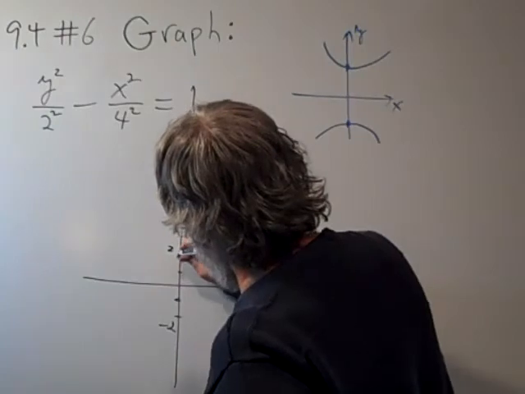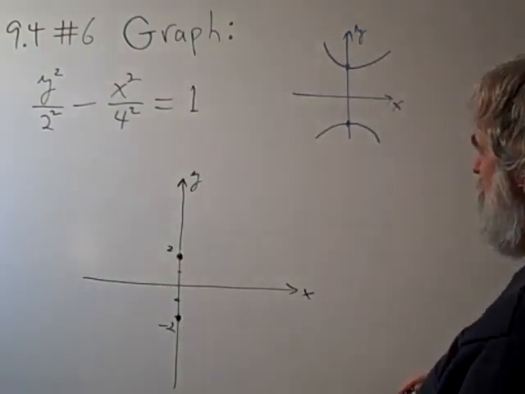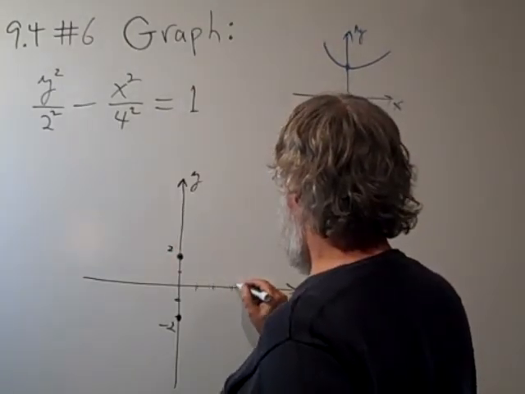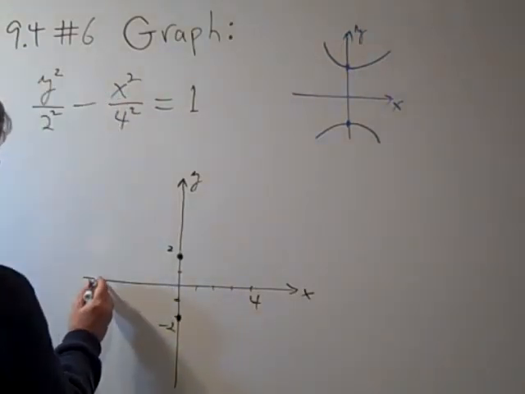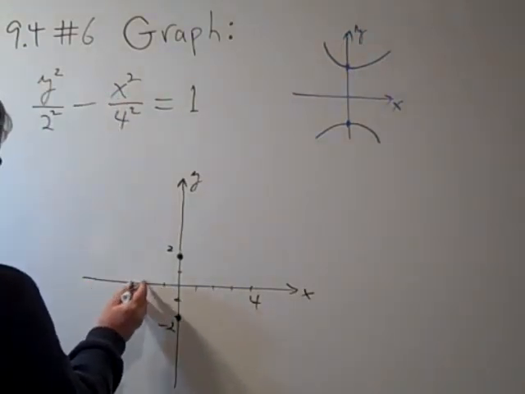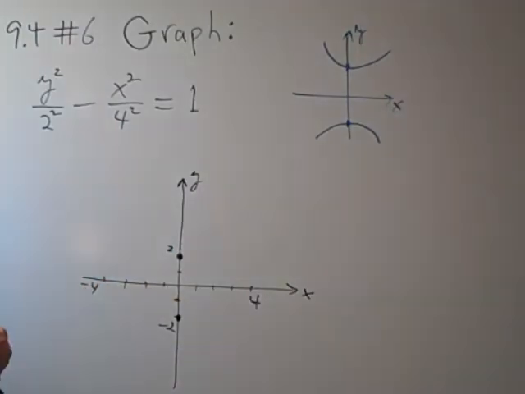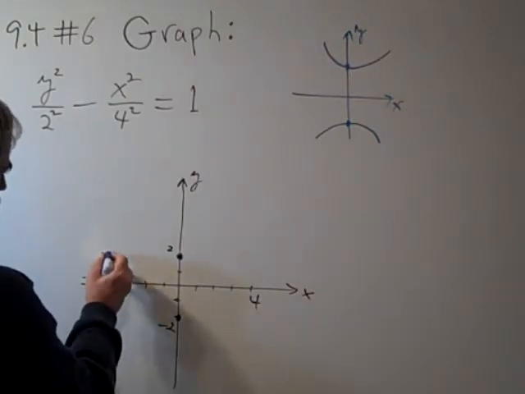In fact, the hyperbola will go through this point and this point. Now in the x direction, we go out 4 each way. 1, 2, 3, 4, and to negative 4. 1, 2, 3, negative 4. So the box looks like this.